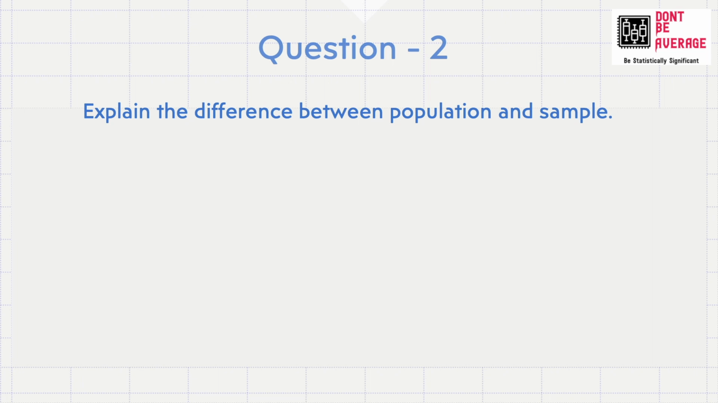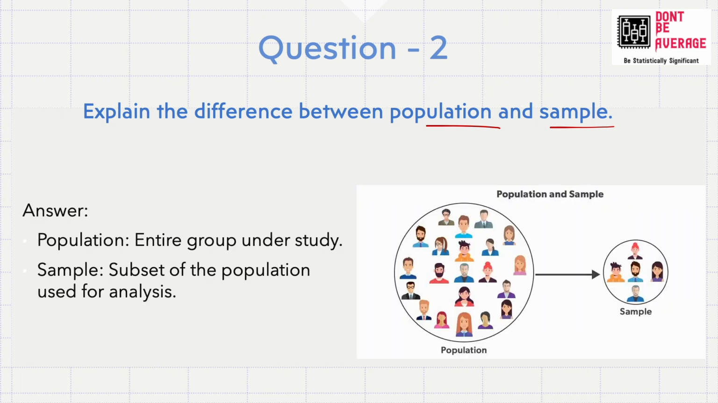Question number 2. Explain the difference between population and sample. A population includes all members of a specified group, while a sample is a subset of the population. So here you can see it's a population. Sample is a subset of it. Here it has picked 4 items from this population, 4 people from the population. For a statistical analysis, we often work with samples to make inferences about the larger population.